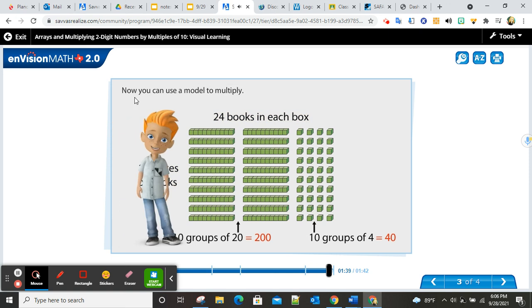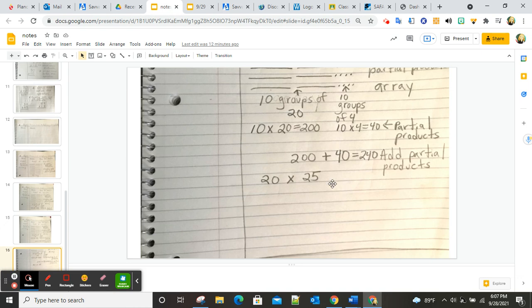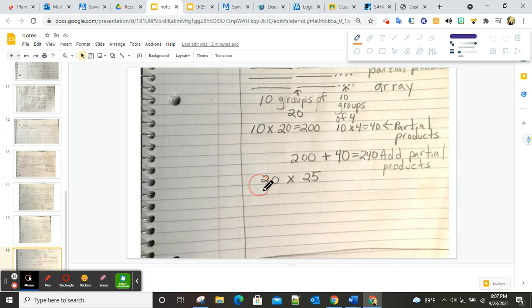Now you can use a model to multiply. Let's try a problem together in your notebook. Let's try 20 times 25. I activate my pencil, and I think about the steps. First, I draw a model of 25. So 25 is 2 tens and 5 ones. So I've got 2 tens and 5 ones.